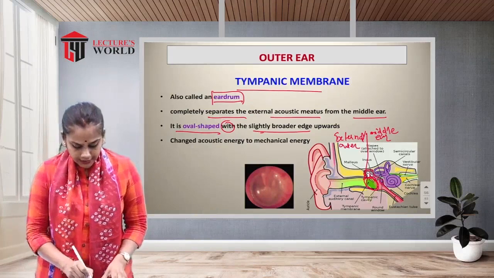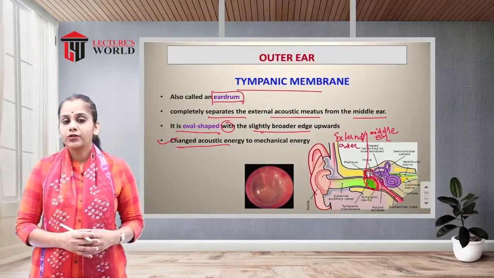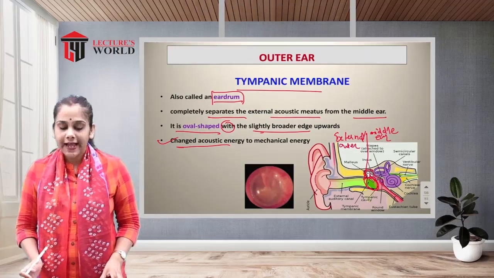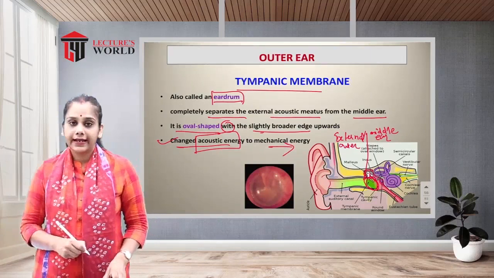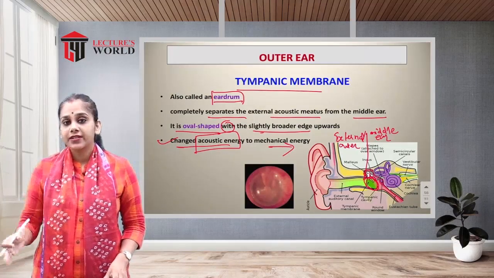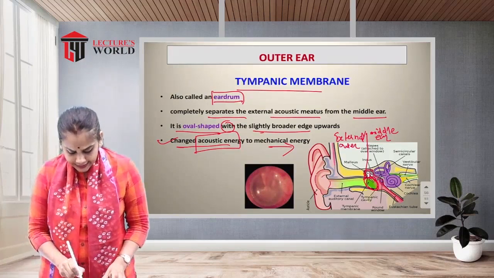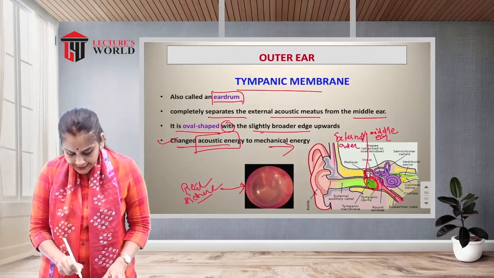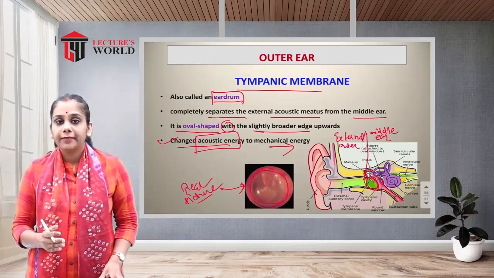It changes acoustic energy to mechanical energy. When the sound energy reaches the tympanic membrane, it changes the acoustic energy to mechanical energy. So the function of the tympanic membrane is to transfer the sounds toward the inner ear. This is the real picture of the tympanic membrane. It is oval in shape, and you can see it is a thin membrane-like structure.